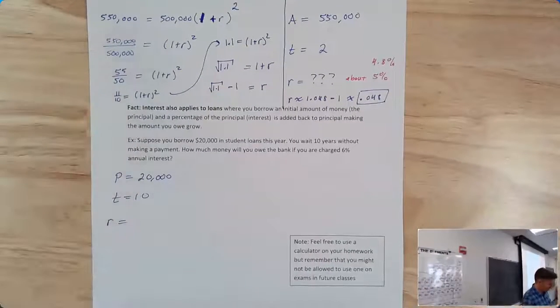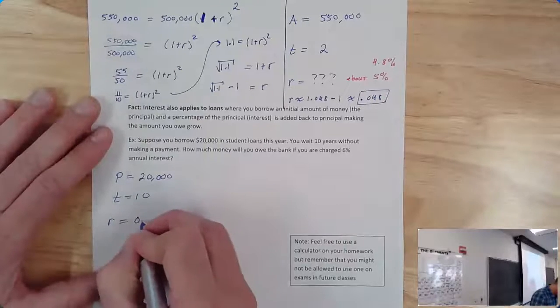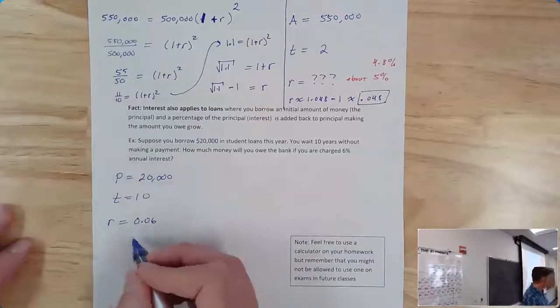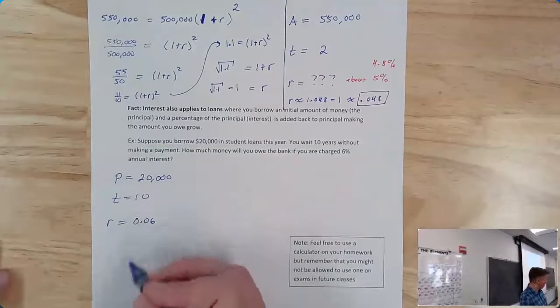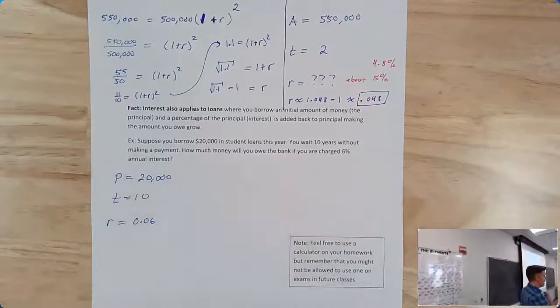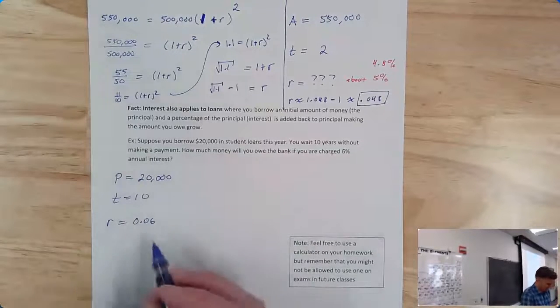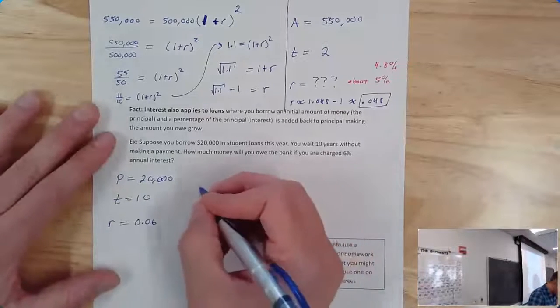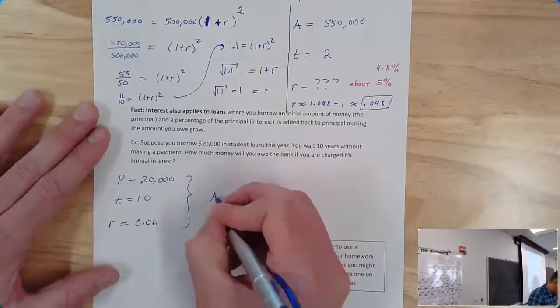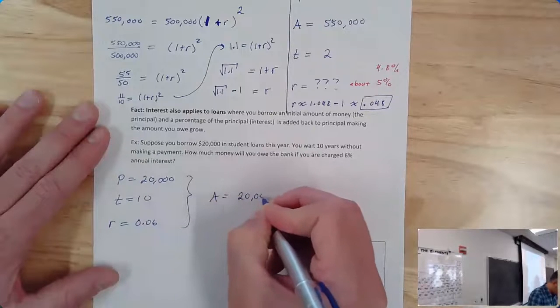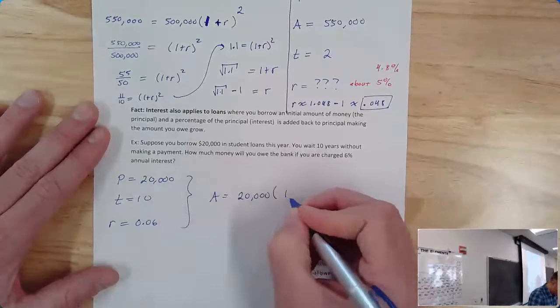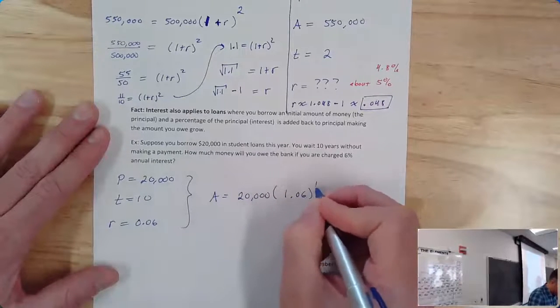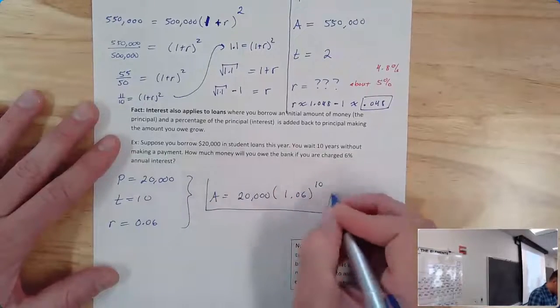It's 6%, but how am I going to write that as a decimal? You don't always need that zero. I often don't write the zero in front. You don't have to write that zero before the decimal, although it's certainly fine to write it. I often don't because it's just lazy. But either way, just make sure it's definitely a 0.06. So then we're just throwing this all into our formula, and we're going to get 20,000 times 1 plus 0.06 to the 10th power. And that would be our answer.